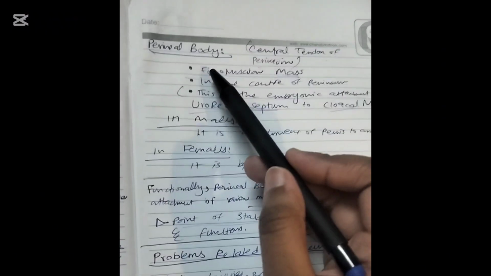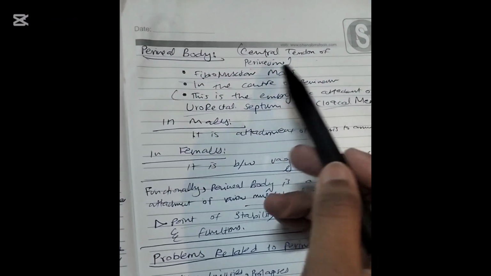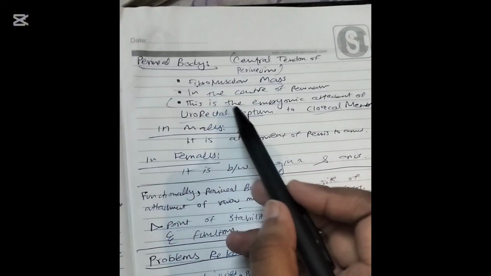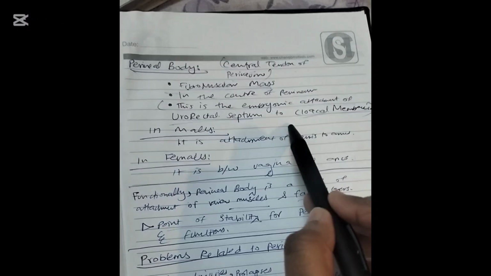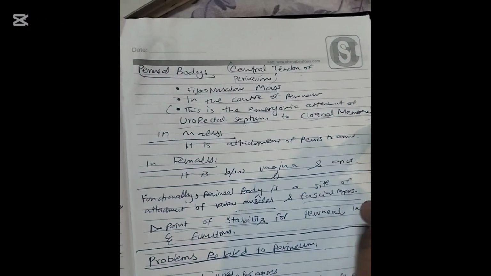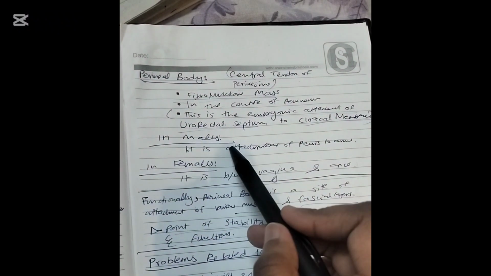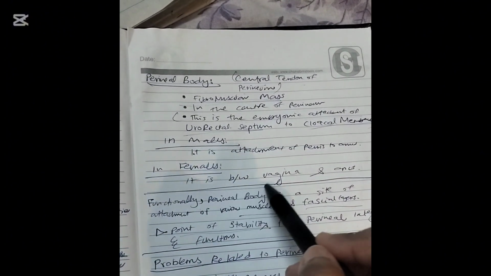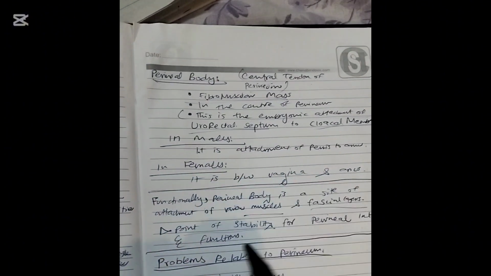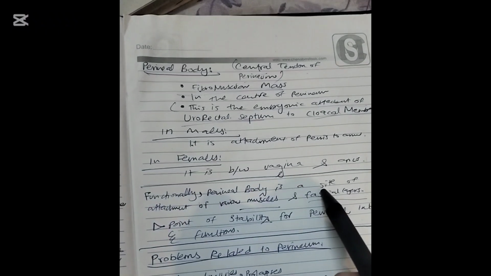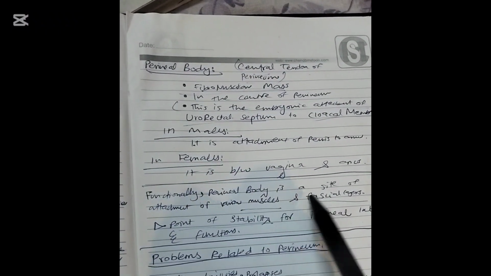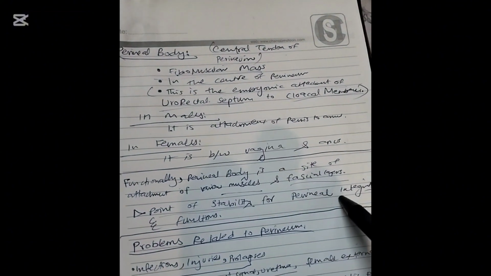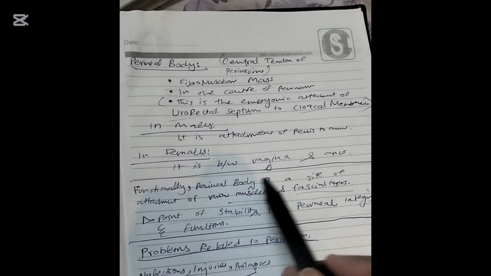Now let's talk about the perineal body. It is the central tendon of the perineum. It is the fibromuscular mass in the center of the perineum. This is the embryonic attachment of the urorectal septum with the cloacal membrane for both of the genders. However, in males, it is the attachment of the penis to the anus, and in females, it is between the vagina and the anus. So functionally, perineal body is a site for the attachment of various muscles and fascial layers. The point of stability for the perineal integrity and functions is the perineal body.